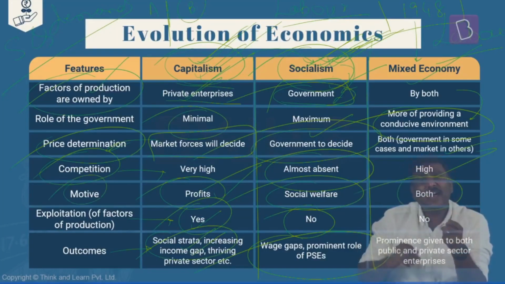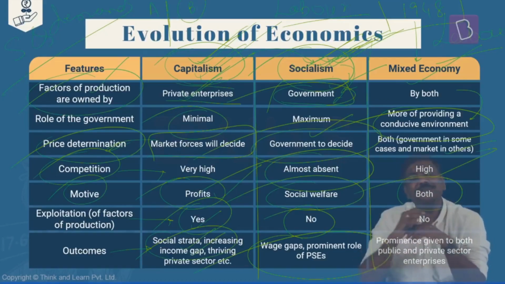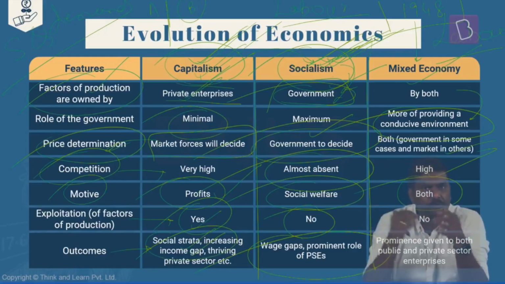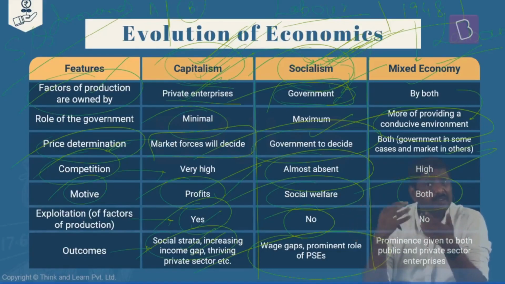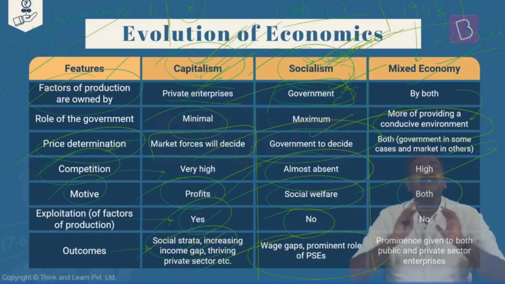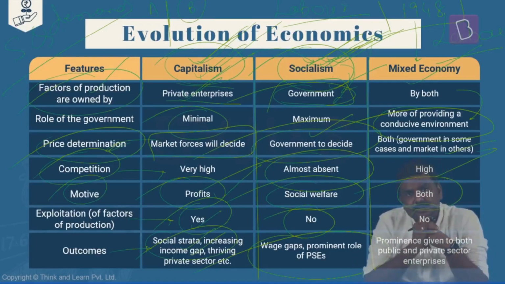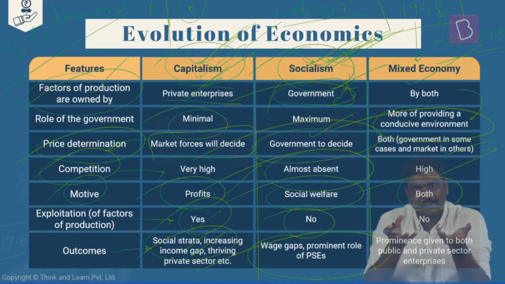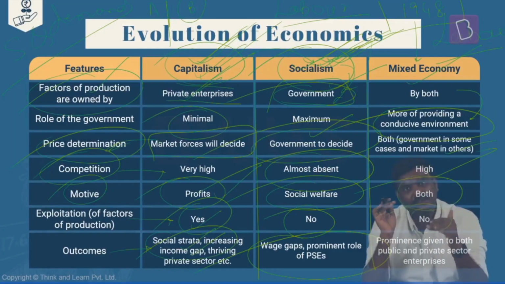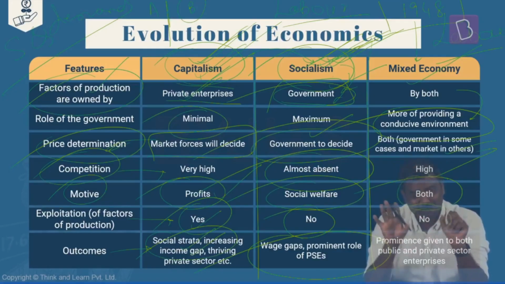Right? What about the motive? You will have both the motives present in case of mixed economy. In certain sectors where government is present, government might simply say, we want to attain social welfare outcomes. And in other sectors where private sector is present, their main goal will be to achieve as high profits as possible. What about the exploitation of the resources? Because there is a role of the government here, ideally, we say that in mixed economy, there should not be any exploitation of the resources. But again, this is an ideal situation.